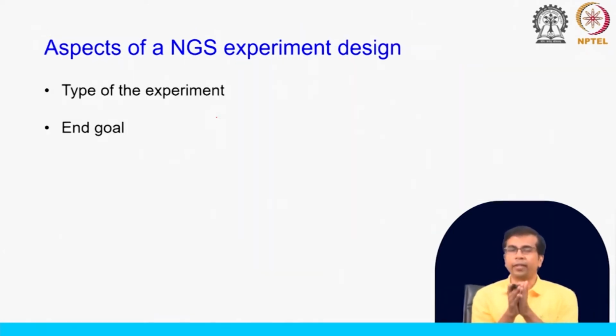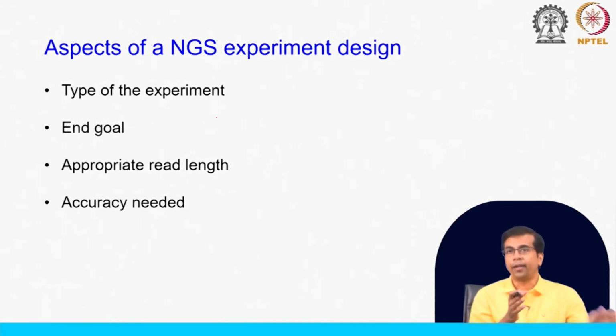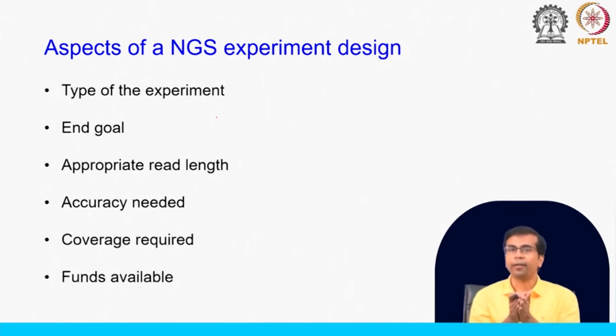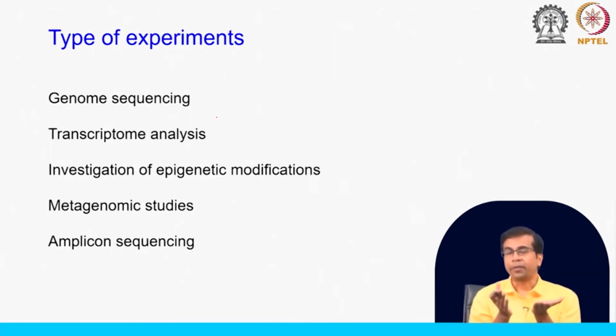Now, there are a few things that we need to first consider before we can answer that question, which NGS platform is most suitable for my experiment. The first 2 points, of course, are the type of experiment that you are doing and the end goal of that experiment. Then of course, what read length you need, the accuracy that you need, the coverage that you require, and of course, the funds available, how much money you have. All these things you need to carefully think about before you can decide on the sequencing platform. Type of experiments, these are the types of experiments that you can run.